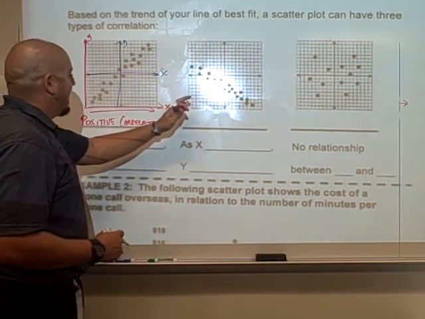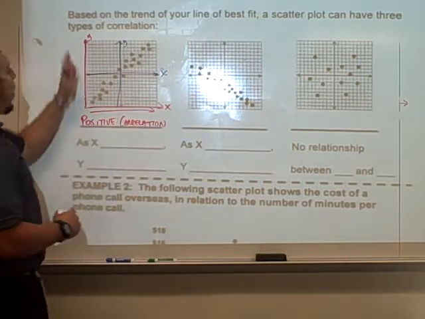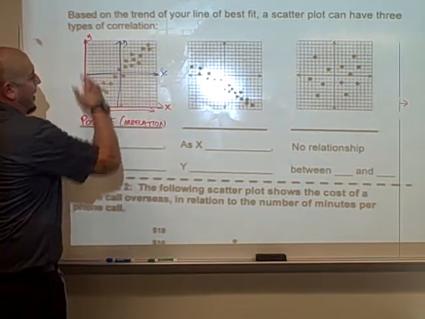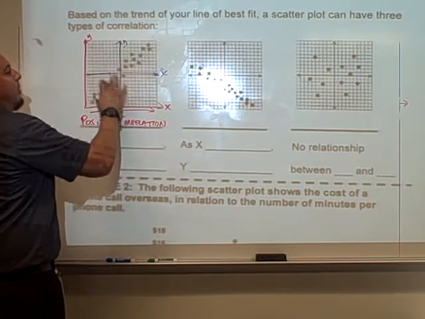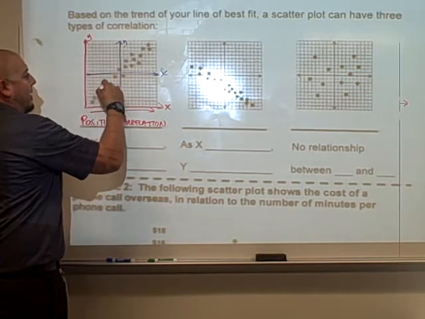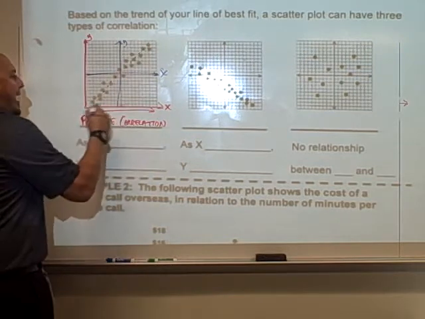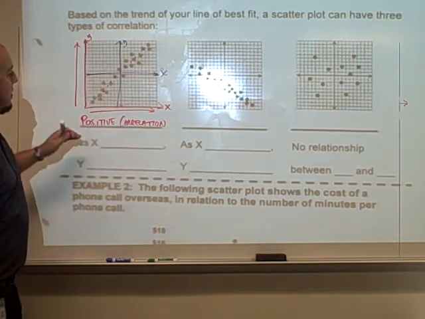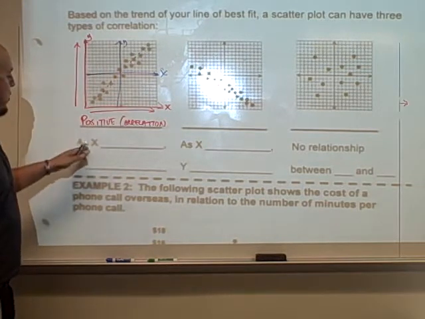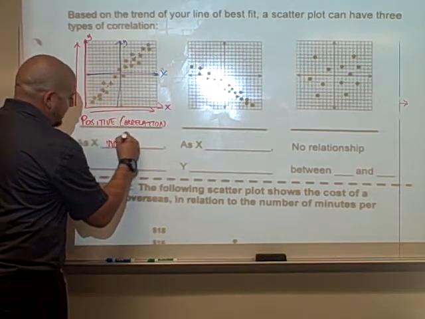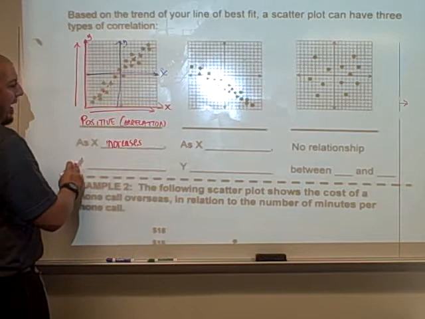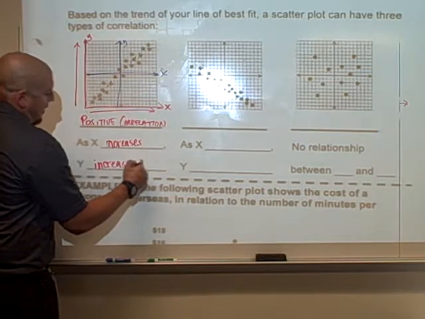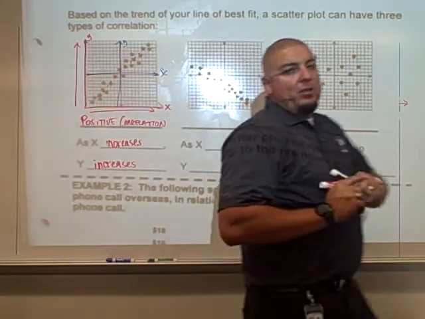So if I increase my x-axis, what's happening on my y-axis? Where are the dots going? Everywhere I go this way on the x-axis, are they going down? Are they going up? Are they going all over the place? Well, you can see the dots are going upward, right? So as I increase my x-axis, my y-axis is also increasing. It's an increase in x and an increase in y. So you would write: as x increases, y also increases. Again, as x increases, y increases.